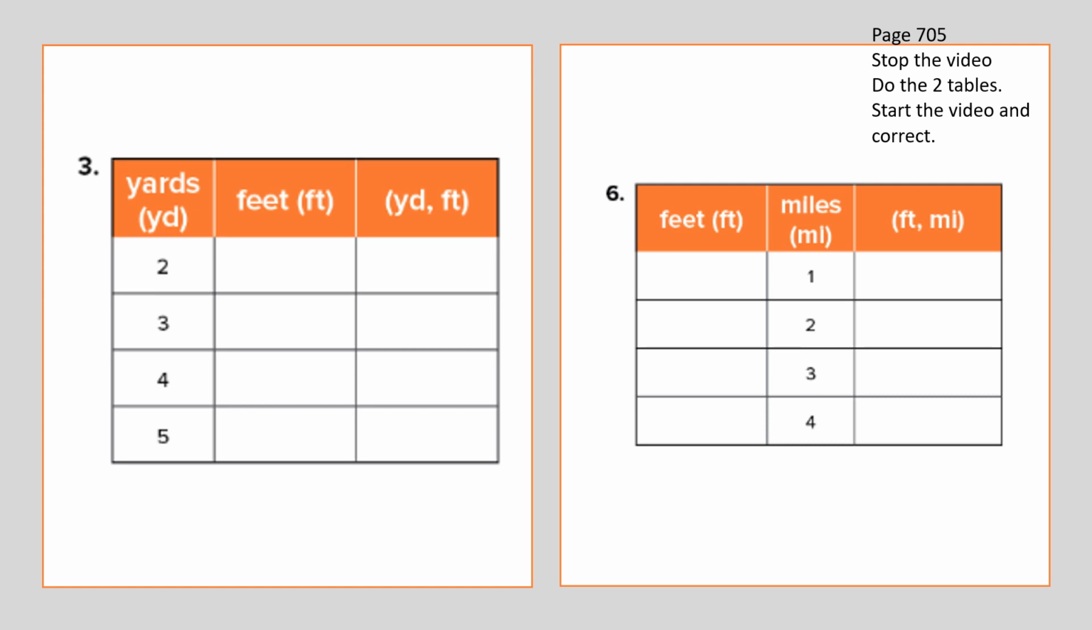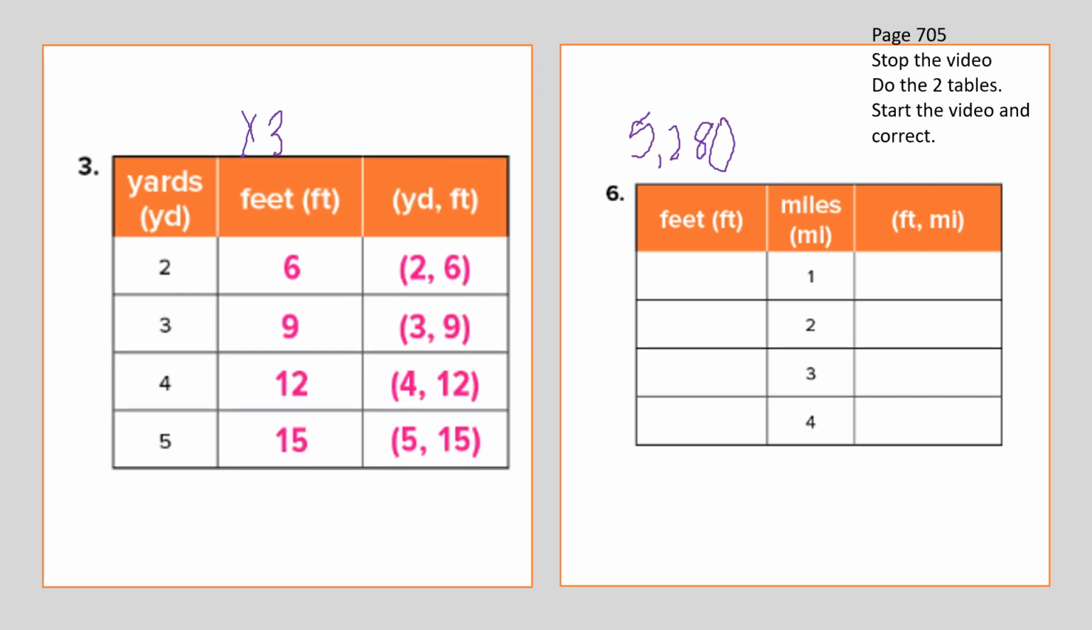And for number 3, you're going to convert yards to feet. So if you have 2 yards, how many feet? That would be times 3 each time, wouldn't it? And this, they have miles, and how many feet is that? Remember, it's 5,280. So you're going to increase each of these by 5,280. Stop the video, do the work, start it, and correct.